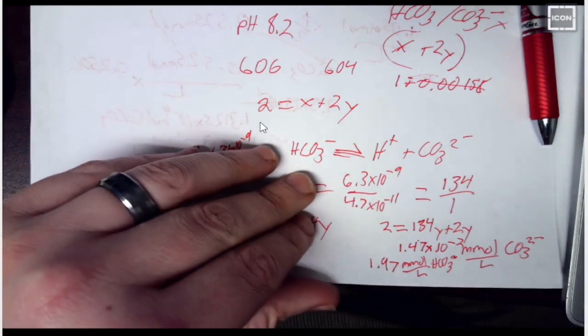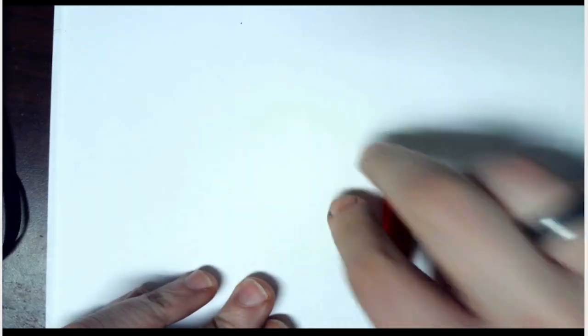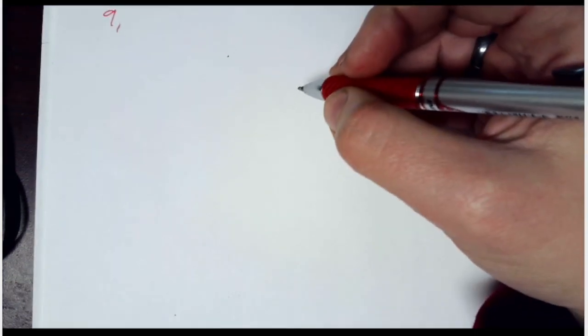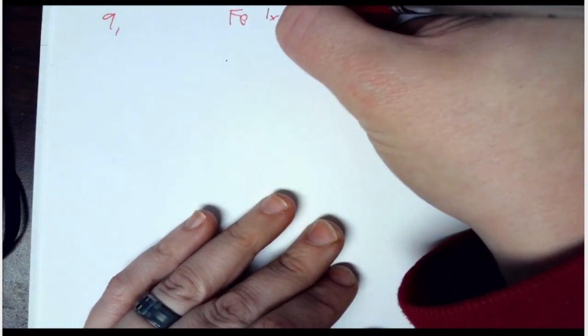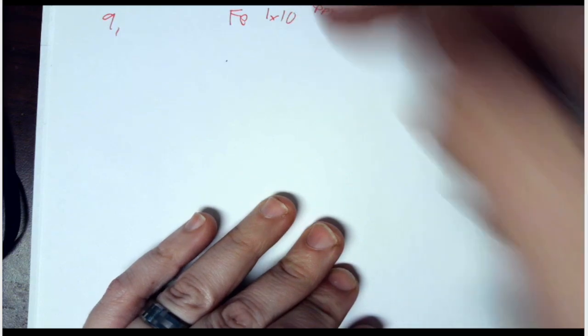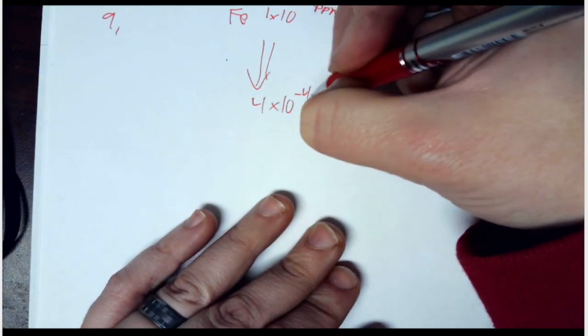So that is number 8. Number 9, last one. In the open oceans, the concentration of iron is approximately 1 times 10 to the -4th ppm at the surface, and 4 times 10 to the -4th ppm in the deep ocean.